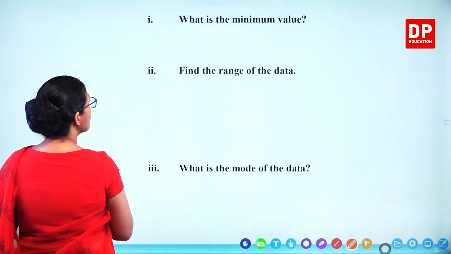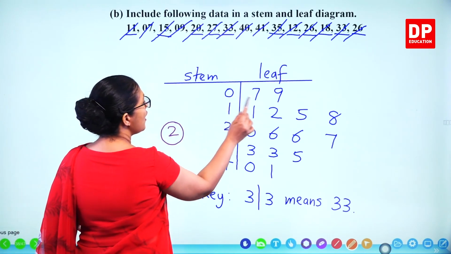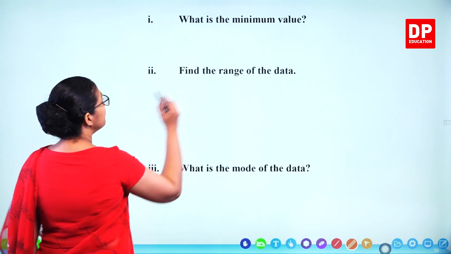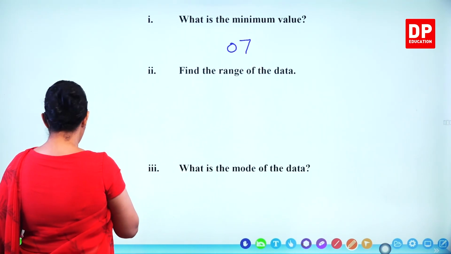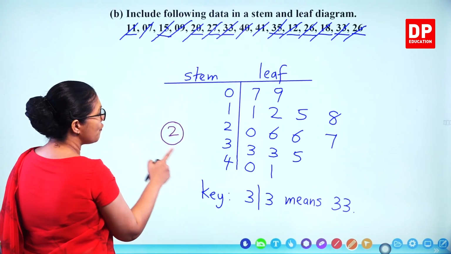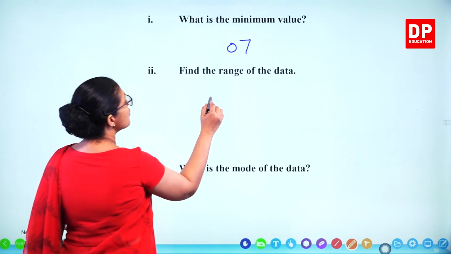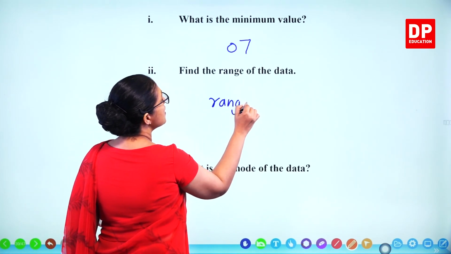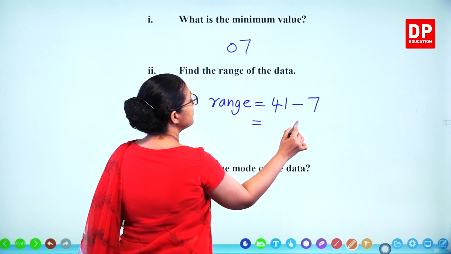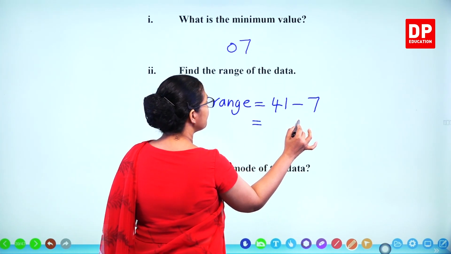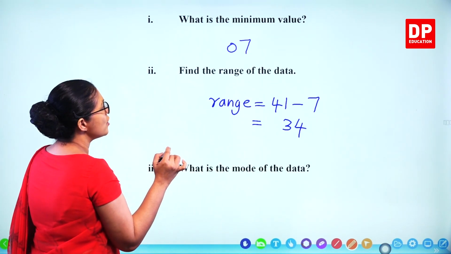Let's answer the questions. What is the minimum value? Minimum value is 7. Find the range. Range, you have to find out the maximum value. 41 and 7. So range becomes maximum 41 minus minimum 7. 41 minus 7, so 34 is the range.